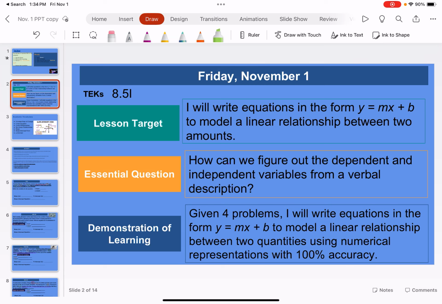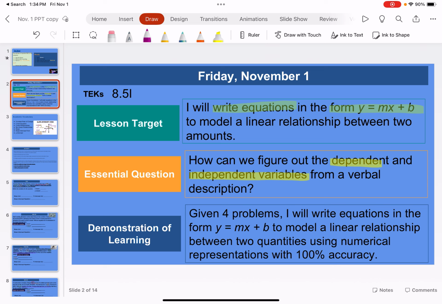Welcome to today's lesson on 8.5i. Our lesson target is I will write equations in the form y equals mx plus b to model a linear relationship between two amounts. And our essential question is, how can we figure out the dependent and independent variables from a verbal description? So let's go ahead and answer this essential question.